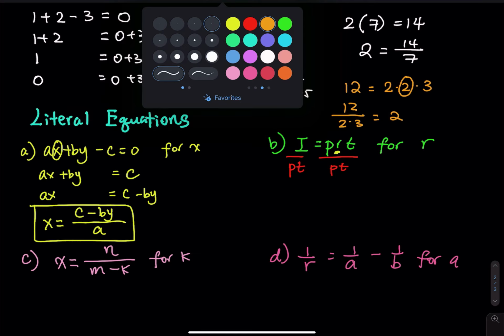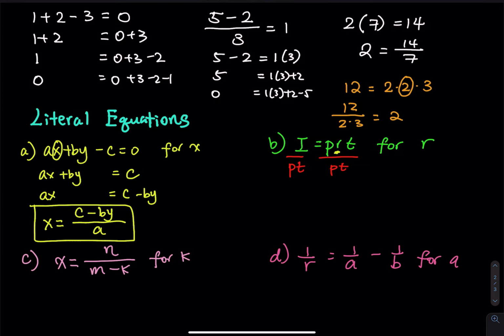Okay, so let's go back to part B. So we have r equals I divided by p times t. And then in part C, you want to isolate k on one side.